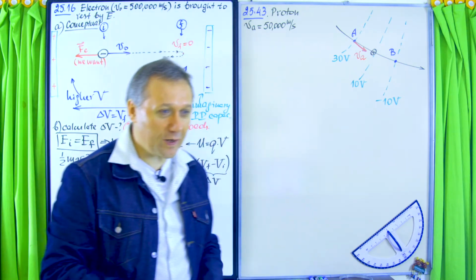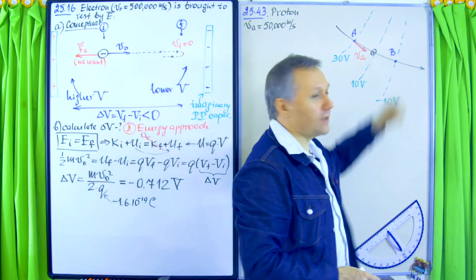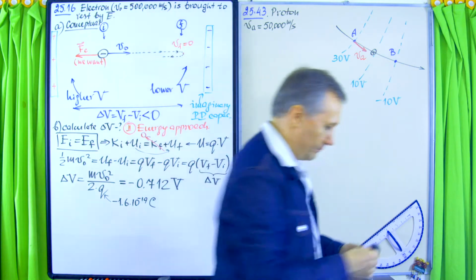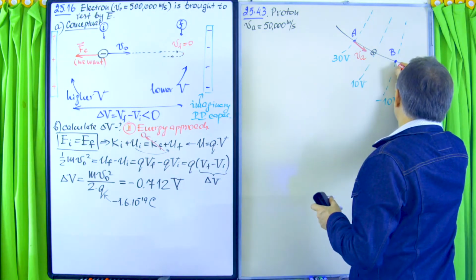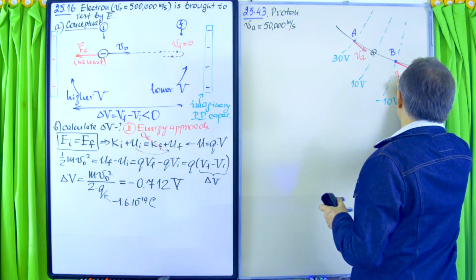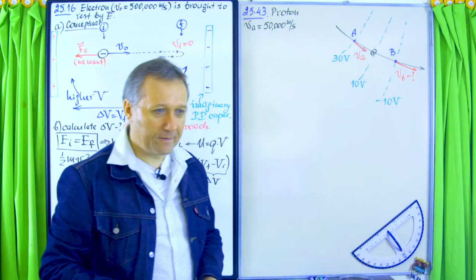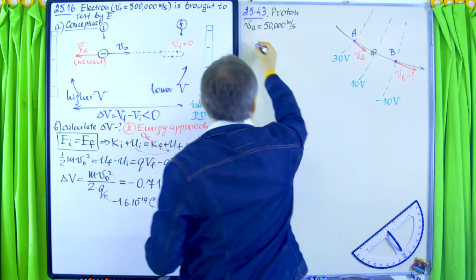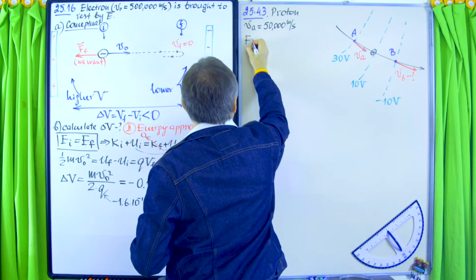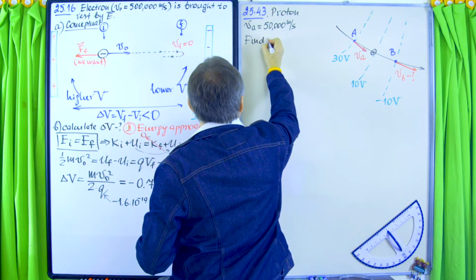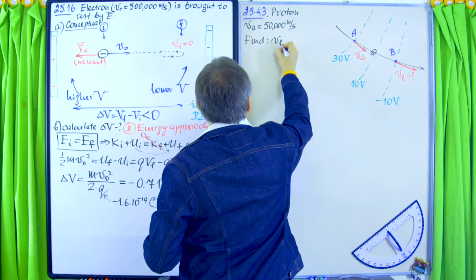So what do we need to find? We need to find its speed at point B. So let me draw this. It will be v sub B, and I put a question mark. So that's the problem we need to solve.